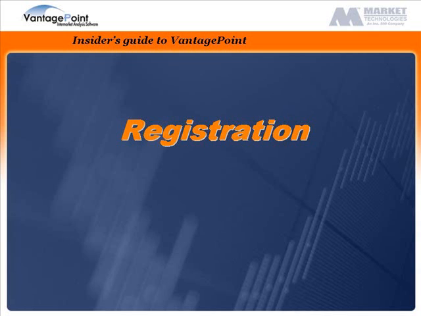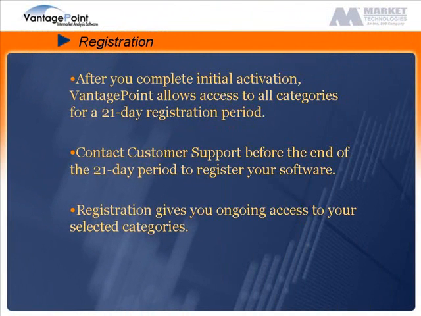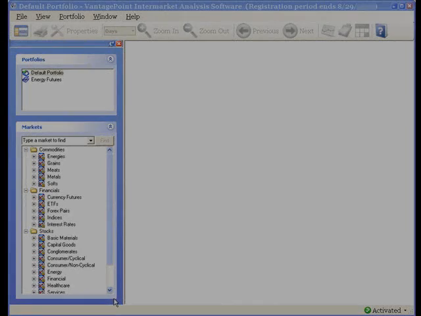In this tutorial, you will learn how to register your VantagePoint software. VantagePoint must be activated before you can begin using it. After completing the initial activation, VantagePoint allows access to all categories for a 21-day registration period. Contact customer support before the end of the 21-day period to register your software. Registration gives you ongoing access to your selected categories. The remainder of this tutorial will describe the registration process in more detail.